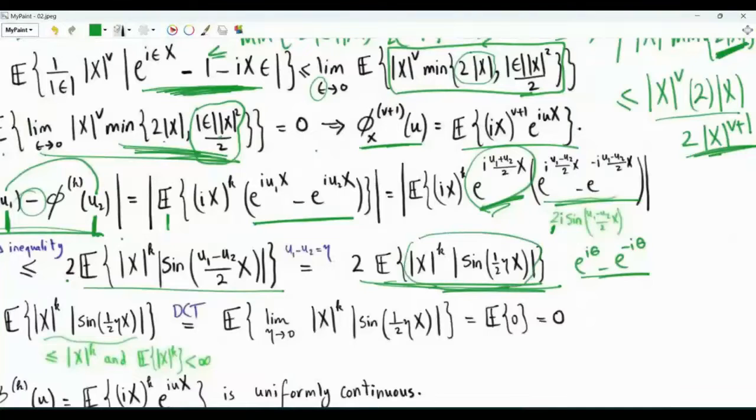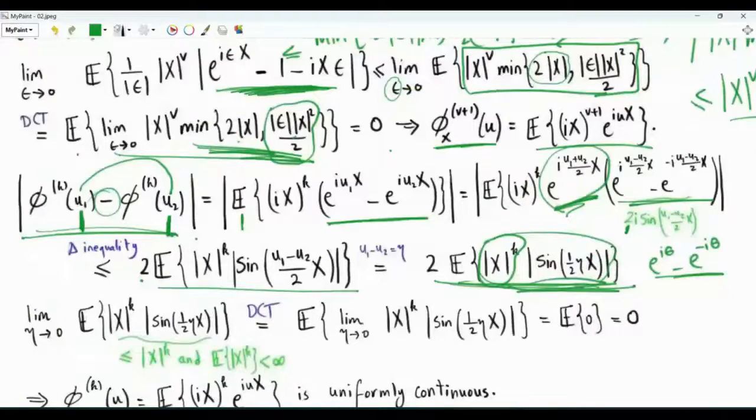Whatever we have inside the expectation, it is upper bounded by this quantity, the magnitude of x to the power k, because the magnitude of the sine is upper bounded by 1. So we have an upper bound that does not depend on eta, which is the variable with respect to which we are taking the limit. And what is the expectation of the magnitude of x to the power k? That's assumed to be a finite quantity. So by the dominated convergence theorem, we are justified in swapping limit and expectation. We can take the limit inside, and because here we have sine of something times eta, then the limit is 0. We have expectation of 0, which is 0. By choosing u1 and u2 sufficiently close to one another, we can make this upper bound as small as we wish. This means that the kth derivative is indeed a uniformly continuous function.